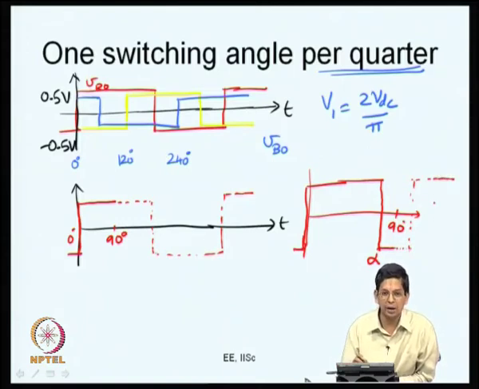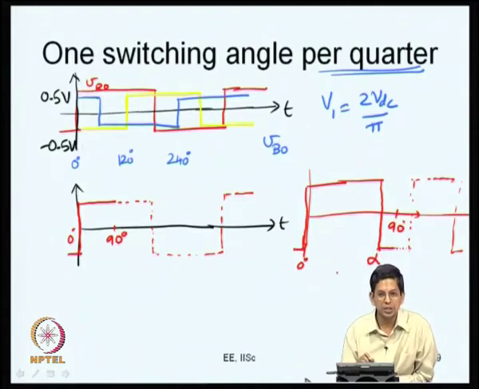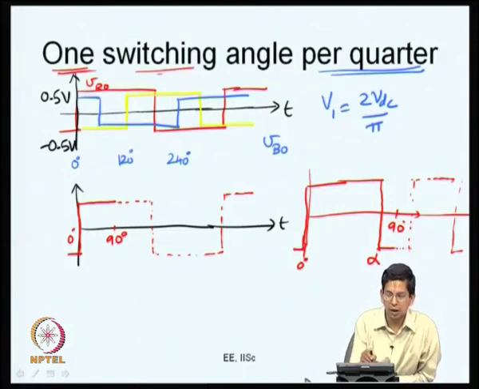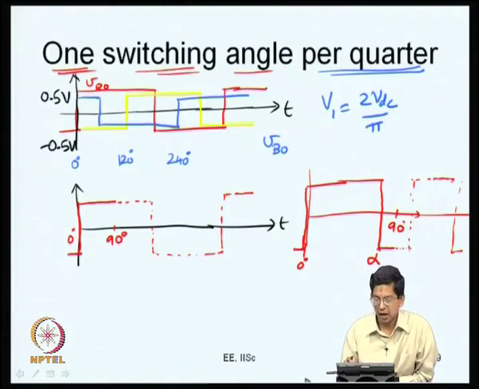I can go until 180 and use half wave symmetry to construct the other half. So, in one quarter we have only one switching angle. The waveform will switch at 0 degrees, and it will also switch back at 180 degrees from high to low. Other than these two, there will be one switching in a quarter. So, this waveform is an example of one switching angle per quarter. Depending on the value of alpha, you can control the fundamental voltage.